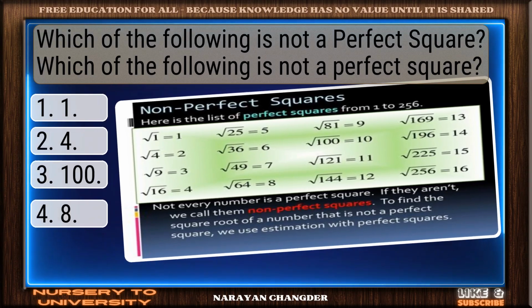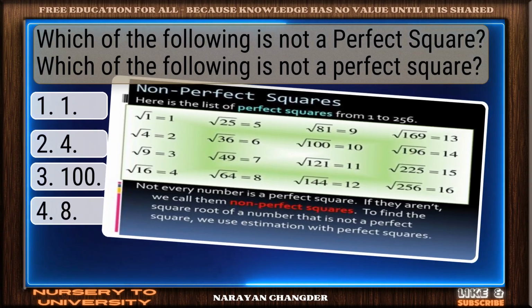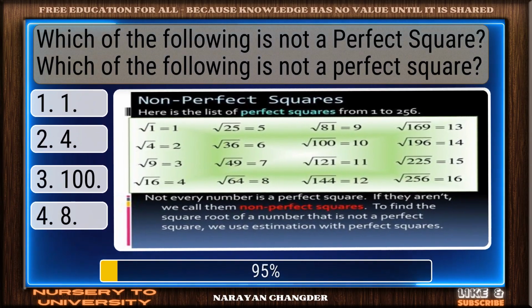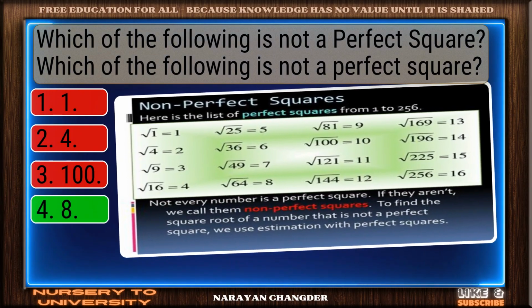Which of the following is not a perfect square? Correct. 8 is the right answer.